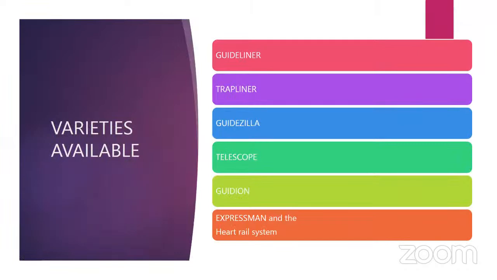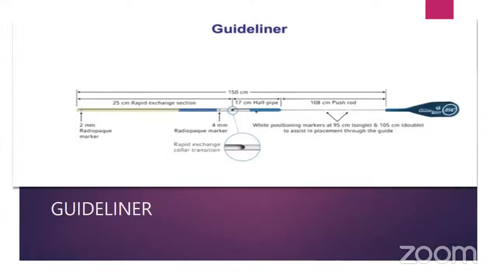Various varieties of guide extensions are available. They are the GuideLiner, the TrapLiner, Guidezilla, Telescope, the Guideon, Expressman, and the Arterial system. This is the GuideLiner catheter, first FDA approved in 2009. This is a 150 centimeter long catheter which has a 25 centimeter rapid exchange section, a 17 centimeter half pipe and a 108 centimeter push rod.